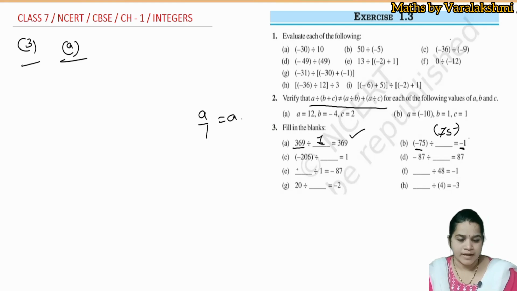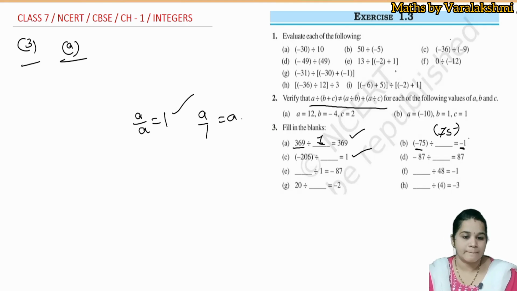Next, minus 206 divided by question mark is equal to 1. We need to get the answer as 1. So simply to get 1, divide a number by itself. In previous questions also we have learned about this. 41 divided by 41 is equal to 1. So simply we will write 206, because 206 divided by 206 is 1 only. But the answer is positive here and the first integer is minus. So simply we will write minus here, because minus divided by minus is plus 1.